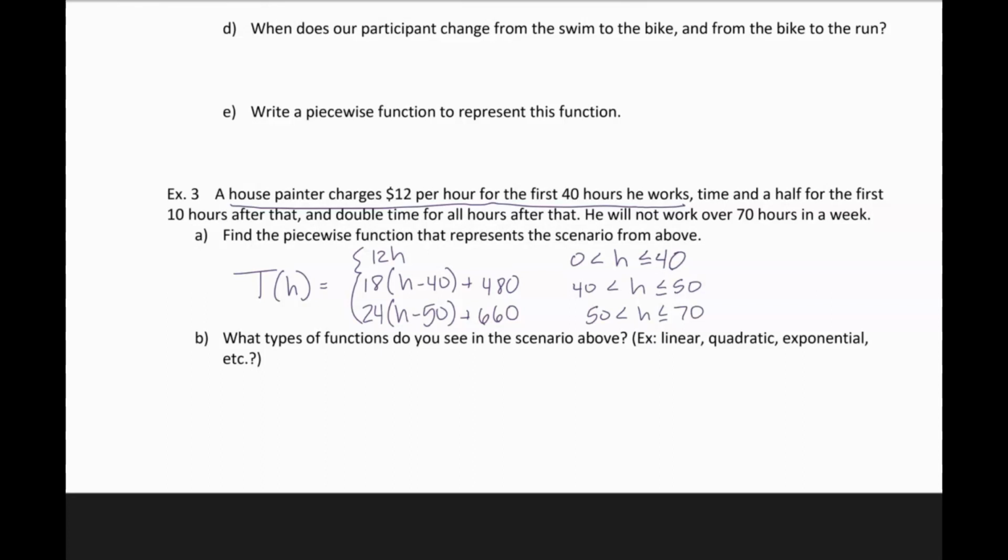So notice the pattern here. We always subtract the top. So in the next equation, if I'm looking at this bottom equation, we got the 50, that H minus 50, from the previous top of the previous domain. And then we got the 660 by taking that top number and plugging it into the one right above it. So when you plug in 50 for H, 18 times 50 minus 40 is 10. 18 times 10 is 180. Plus 480 is 660. And then all of these lines, again, are linear.